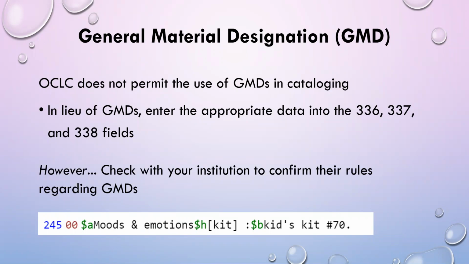You should check with your institution to see what their local policies regarding GMDs are, however, before disregarding them. Just as an example, we have included a snapshot of a GMD that is in one of our Polaris records, to show how it would be entered should your institution require the use of GMDs. You will still never include GMDs in OCLC records. You'll only add them within your local catalog should the entry be required by your institution.